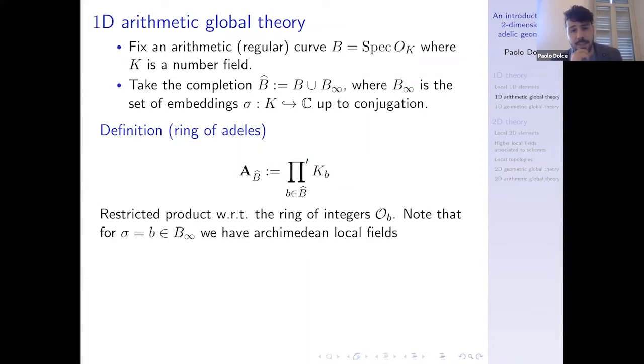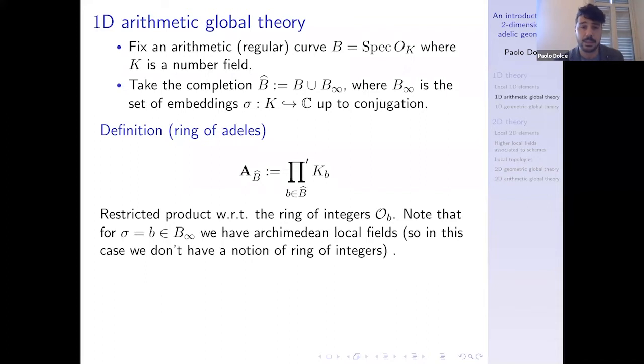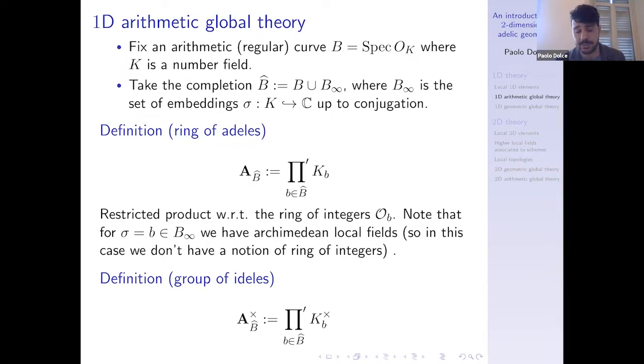So as I was saying, in the case of points at infinity, you have the Archimedean local fields. And of course, in this case, we don't have the notion of ring of integers, clearly. Okay, so this is the ring of adeles, and you can also define the multiplicative group of adeles, which is defined similarly by taking the restricted product of the multiplicative structure.